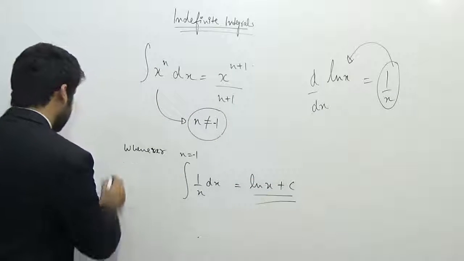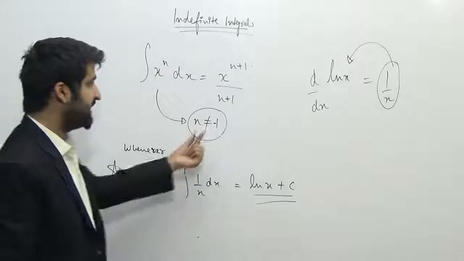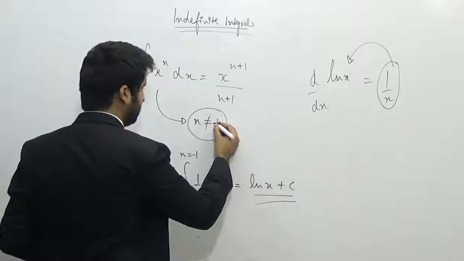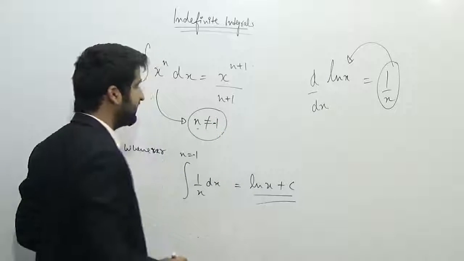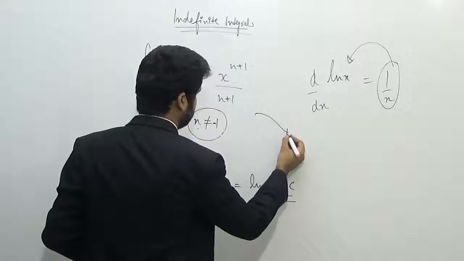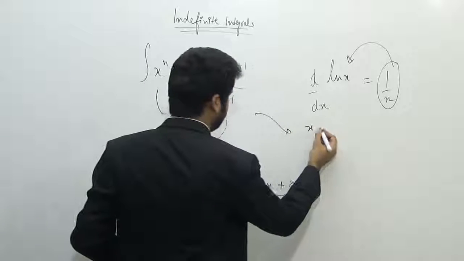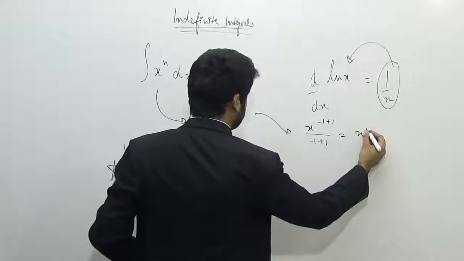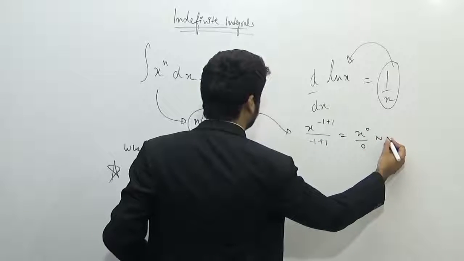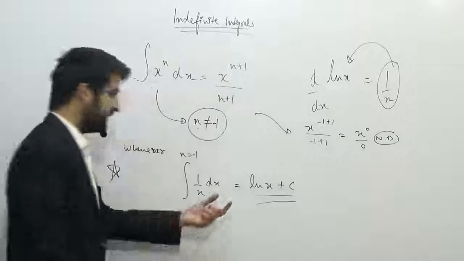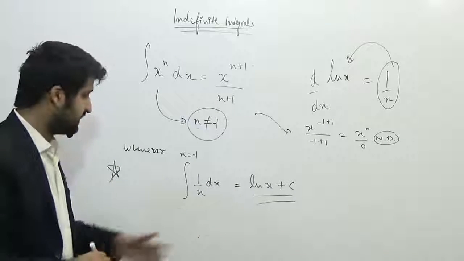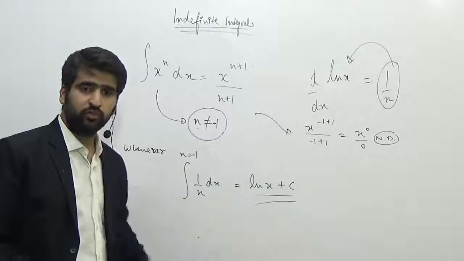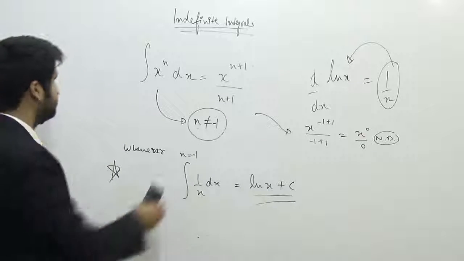So just remember this part: whenever n is equal to minus 1, I wrote plus 1 in the previous case. So whenever n is equal to minus 1, if we do this integration in this case, this will be x to the power minus 1 plus 1 upon minus 1 plus 1, which is equal to x to the power 0 upon 0, which is not defined. Therefore this has to be done with the help of logarithm, and we already discussed that the differentiation of ln x is equal to 1 upon x, right?